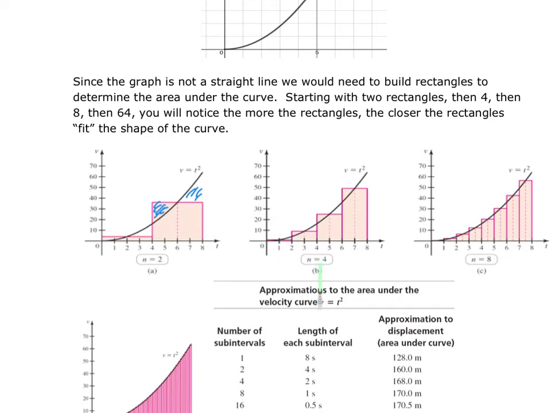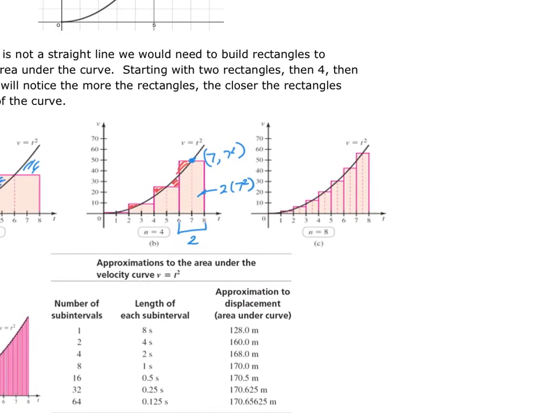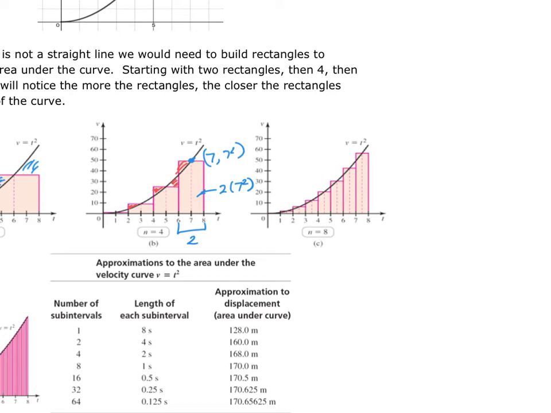So if I do 4 rectangles, then of course I take my total distance from 0 to 8 divided by 4, and each one of these is going to have a width of 2. My height is going to be at the midpoint, so this is the point 7, because that's my midpoint. So my input is 7, and my height is going to be 7 squared. And so the area of this rectangle is going to be the width of 2 times our height of 7 squared. You can see, though, I have a lot of underestimation in this area and a bunch of overestimation in these areas. So let's let my number of rectangles be 8.